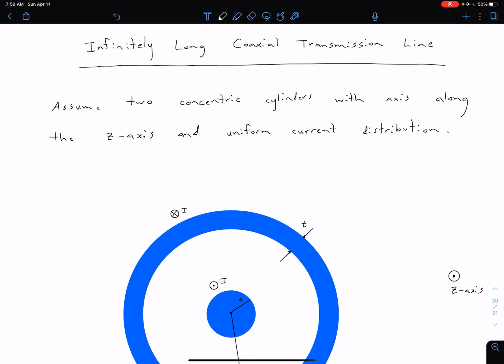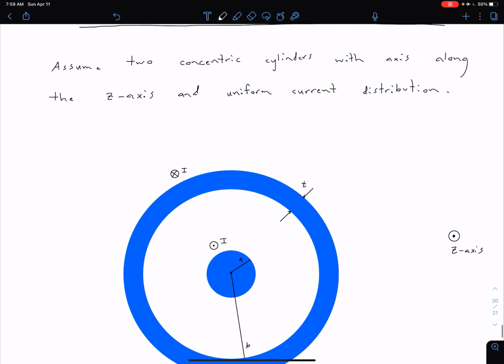We're now going to consider an infinitely long coaxial transmission line. We're not actually going to go through the process of using our Ampere circuit law, rather we're just going to look at the final result, but we're going to talk about some of the key points of that final result. In considering this, we're going to look at two concentric cylinders with an axis along the z-axis and uniform current distribution.